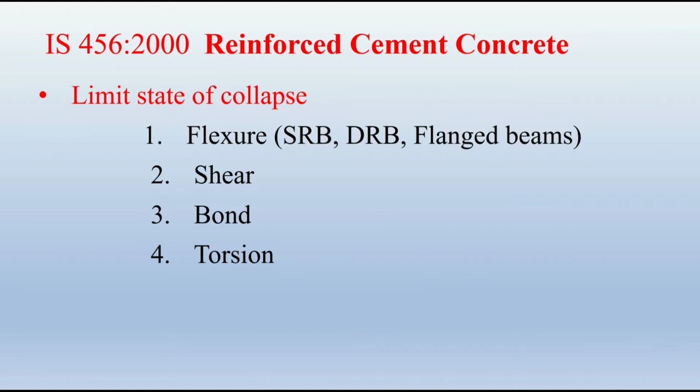This torsion is a secondary design. Mainly we design for flexure, shear, bond, and we also check for torsion. And the next we have compression. Here we design column members.